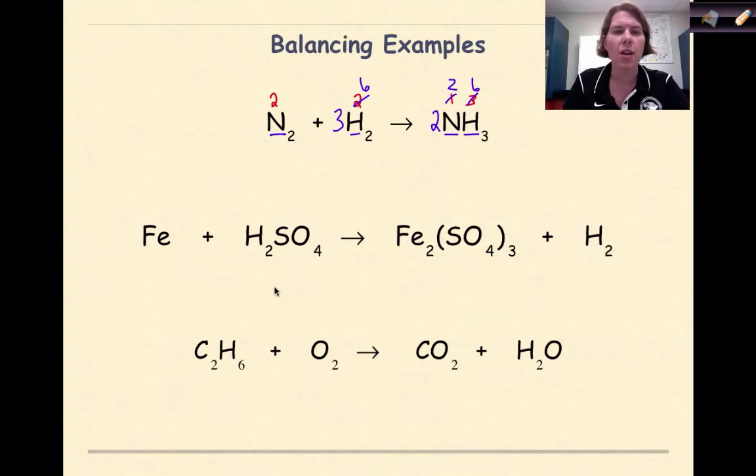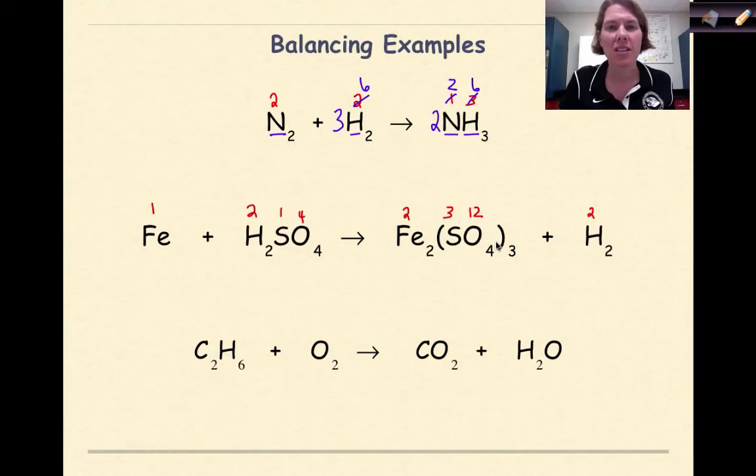Let's look at our next one. We have iron metal plus sulfuric acid gives me iron(III) sulfate and hydrogen gas. Let's go through and again count our elements. 1 Fe, 2 hydrogens, 1 sulfur, 4 oxygens, 2 here. The 3 is going to distribute through, so 3, 12, and 2. But you notice I'm looking at this and I'm thinking to myself, is there a shortcut?